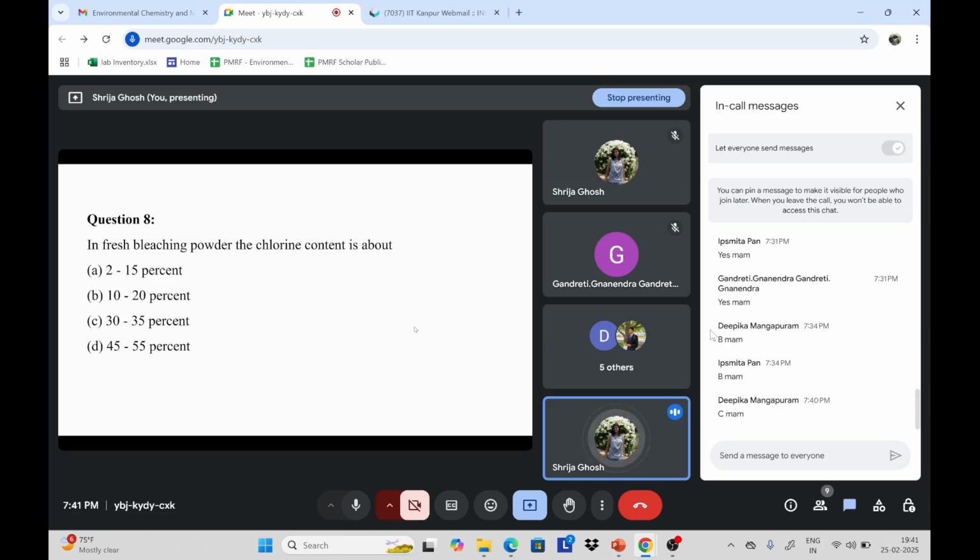Okay, Deepika says option C, 30 to 35%. Anybody else wants to answer? Come on, everybody, try to answer.